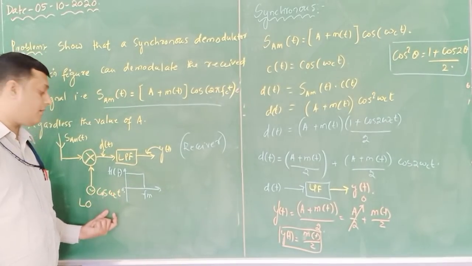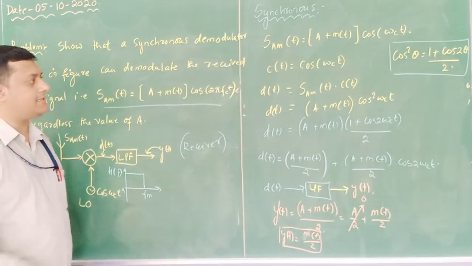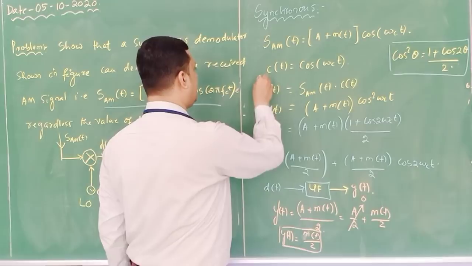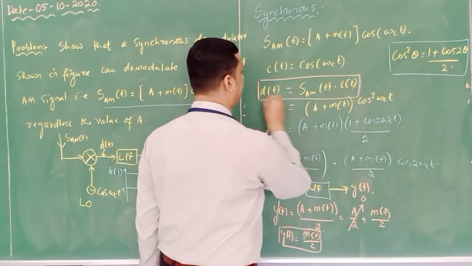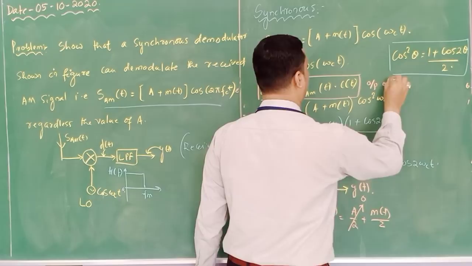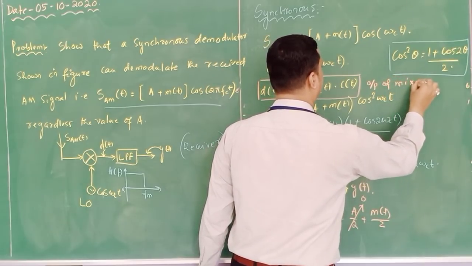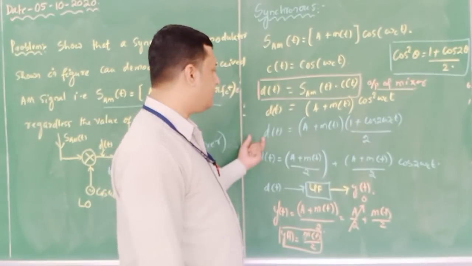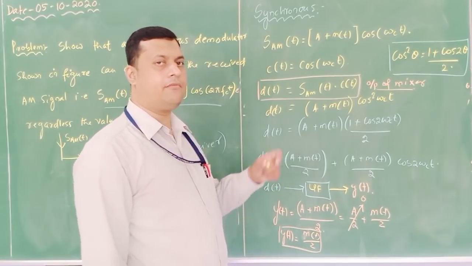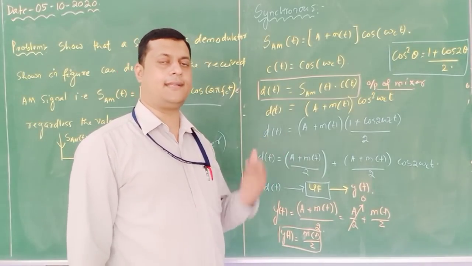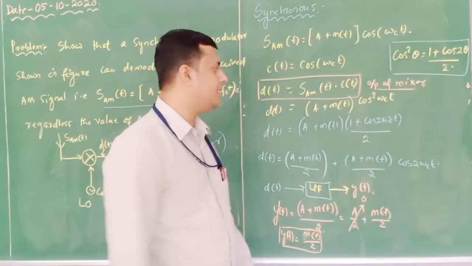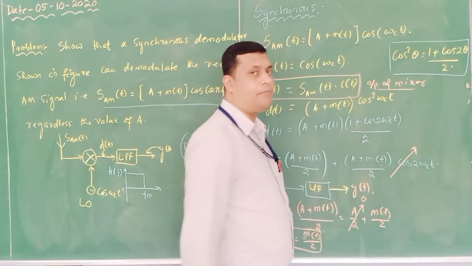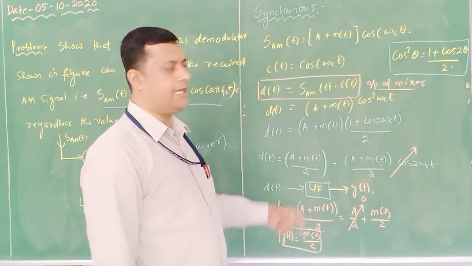the carrier is of strength cos omega ct. And this is the simple relation. First we have to identify the output of the mixer. This is the output of the mixer. Then the output of the mixer is expanded. Solve these equations. You will get one DC component, one modulating signal component, and one harmonic component. So these are the harmonic components, and this harmonic component is going to be suppressed when it is passed through the LPF.